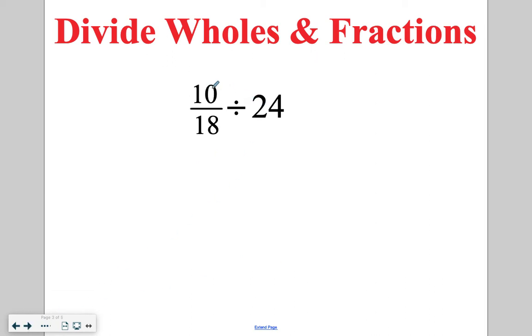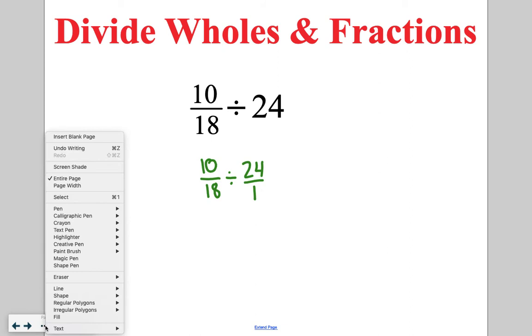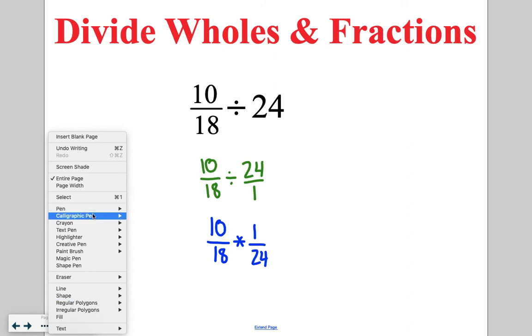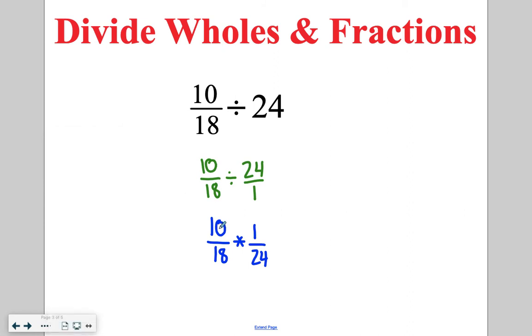For our next example, we have 10/18 divided by 24 over 1. So first, I need to turn the 24 into a fraction. So what is 24 as a fraction? 24 over 1. Then I need to keep the first fraction, so 10 over 18 stays the same. Change the division to multiplication, and what do I get when I flip the second fraction? 1 over 24. Can 10 and 24 be cross-reduced? Yes, they can both be divided by 2.